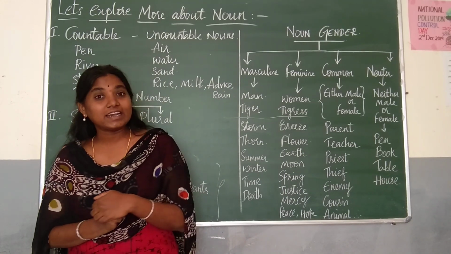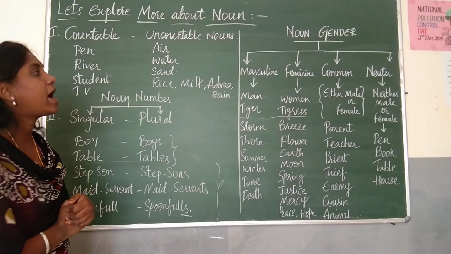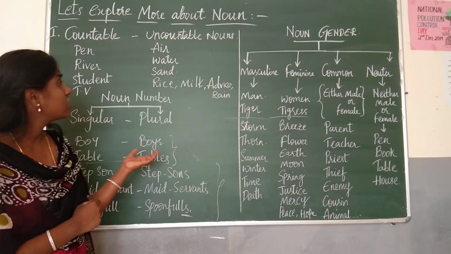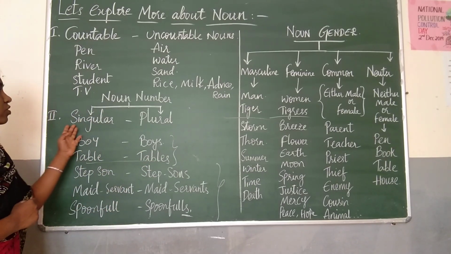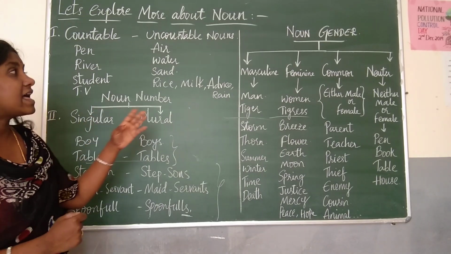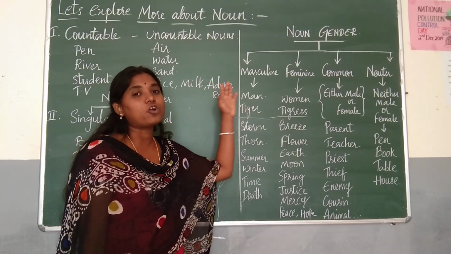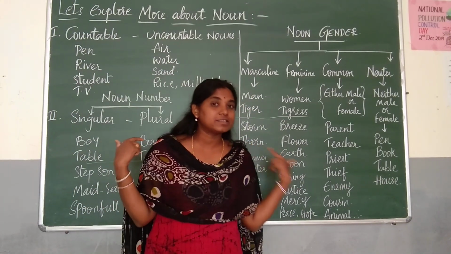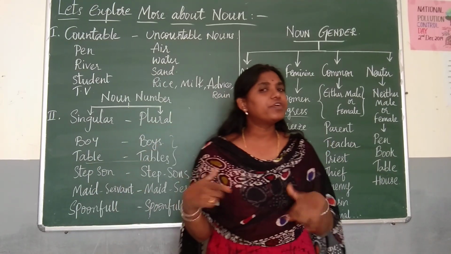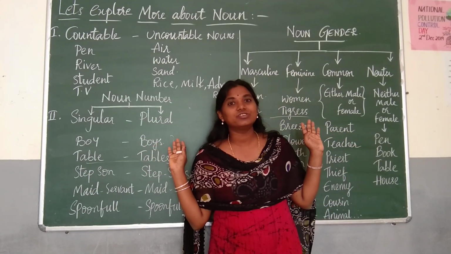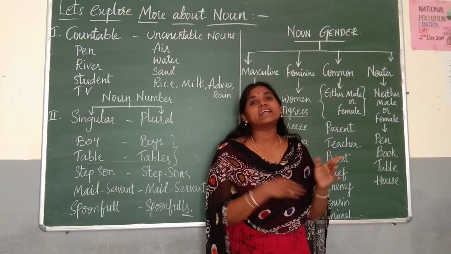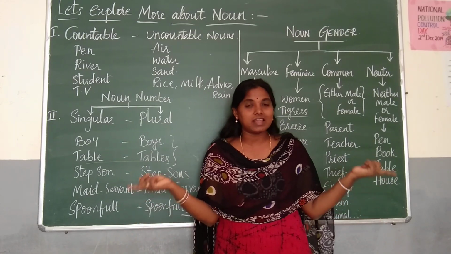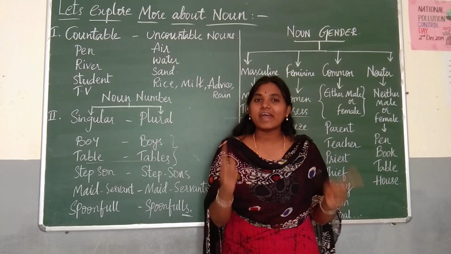Okay, I hope you all understood today's session in a better manner, and you can also explore more about it. This was all about countable and uncountable nouns, singular and plural number of nouns, then noun gender: masculine, feminine, common and neuter genders. I want you all to make a note of all these things in your classworks or notebooks for further revision. That's all about noun, and let's catch up again with another interesting video on another part of speech, that is pronoun, very shortly.